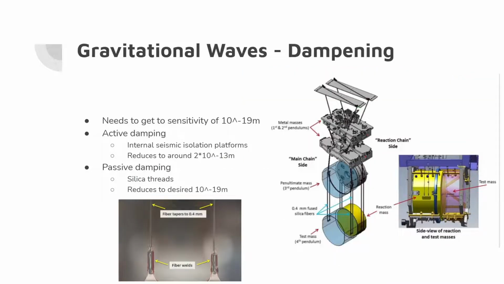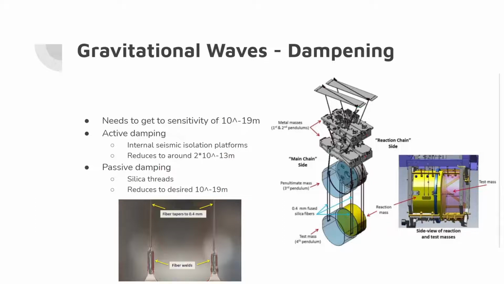One of the really cool parts of the LIGO detector is the dampening required for the mirrors at the end of each arm. Each mirror has a 4-stage pendulum that suppresses all outside vibrations near the detector arms. Anything from thunderstorms to passing cars to shifting of the seismic plates can cause interference in the detectors. Because of this, LIGO uses both passive and active dampening. The active part consists of 2 pendulums that contain seismometers. These are known as internal seismic isolation platforms, and they reduce the signal noise down to around 2 times 10 to the negative 13 meters.